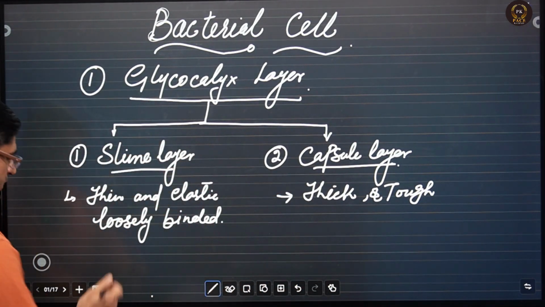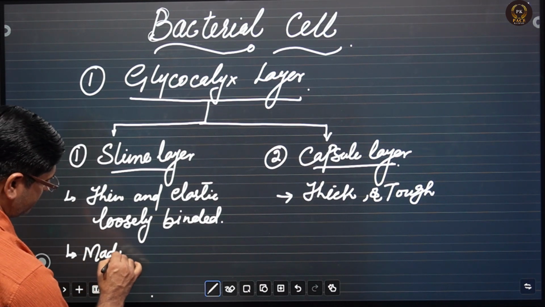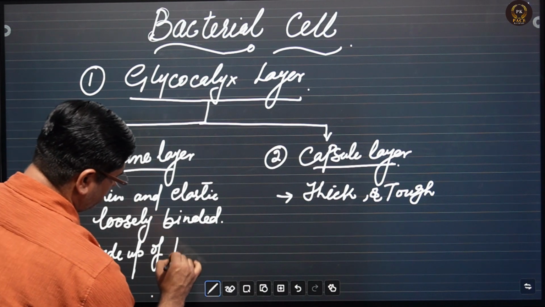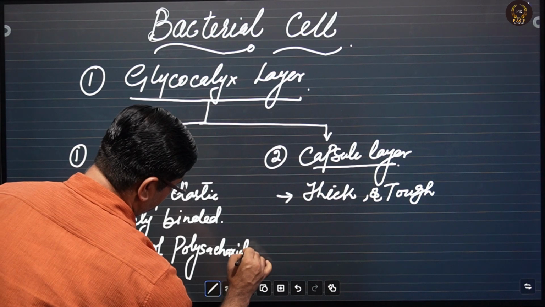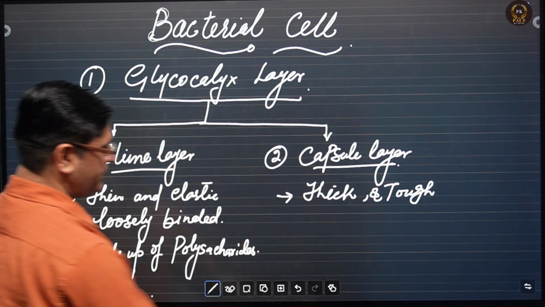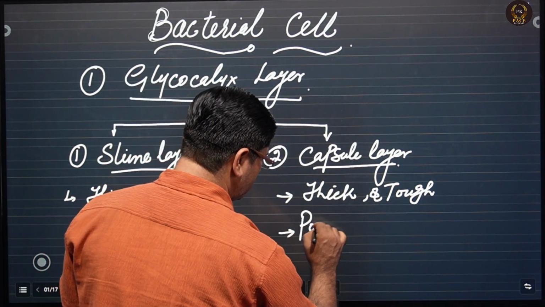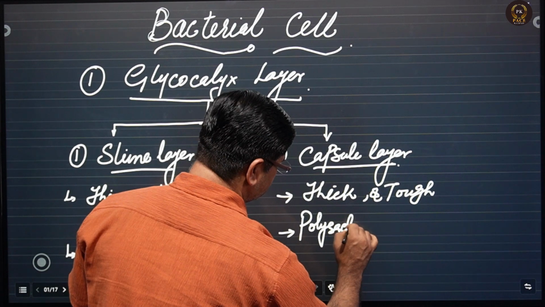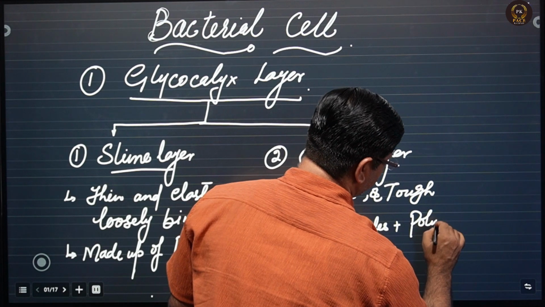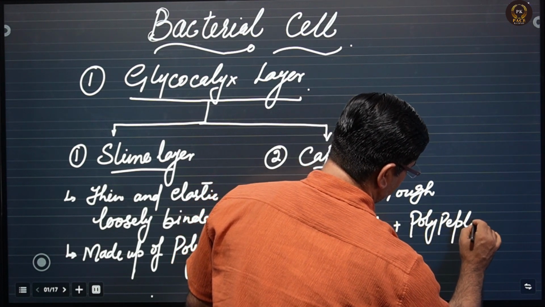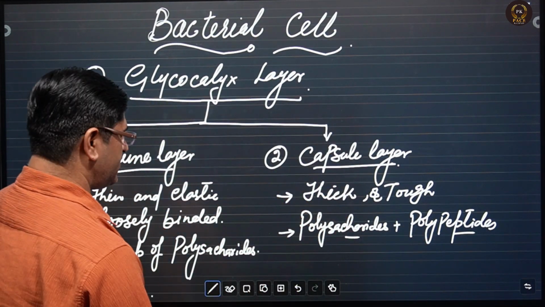The slime layer is mainly made up of polysaccharides, and the capsule layer is composed of polysaccharides plus polypeptides. So it is composed of both polypeptides as well as polysaccharides.